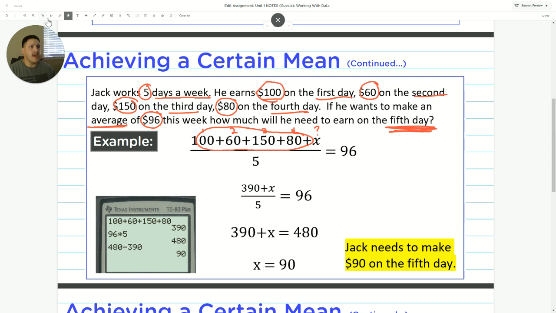Okay, now we need to get the X by itself. There's 2 things that are happening on this X. We have an addition operation of 390, and then we have the whole thing being divided by 5.